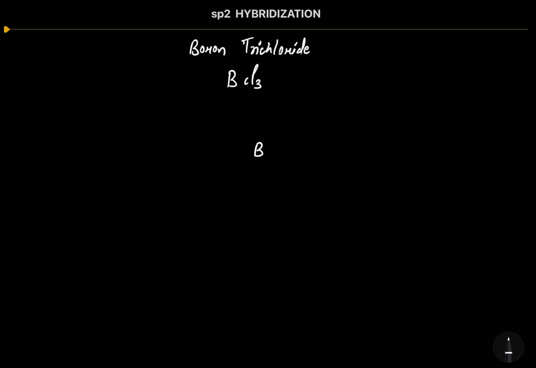What's the atomic number of boron? It's 5. So the electronic configuration will be 2, 3. So the valence electrons of boron will be 3. That's 1, that's 2, that's 3. Now let's talk about chlorine. Chlorine has 7 electrons in its valence shell. That's 1, 2, 3, 4, 5, 6 and 7.